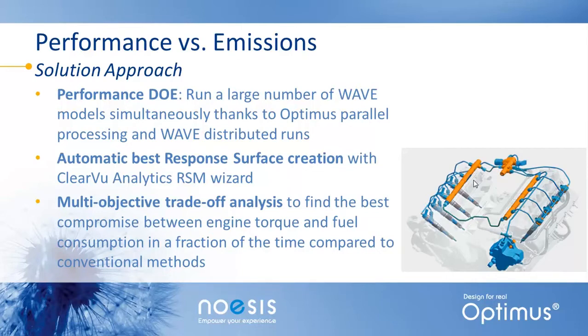After this DOE sampling and after looking at some post-processing plots, we will make a meta model of our simulations by creating an automatic best response surface. And for this, we are going to use the Clearview Analytics response surface model wizard. And at the end, we will do a multi-objective analysis in order to find a trade-off or a compromise solution between the engine torque and the fuel consumption.